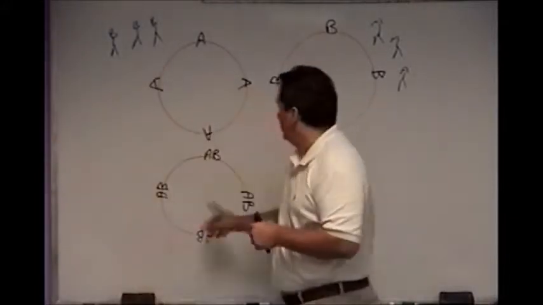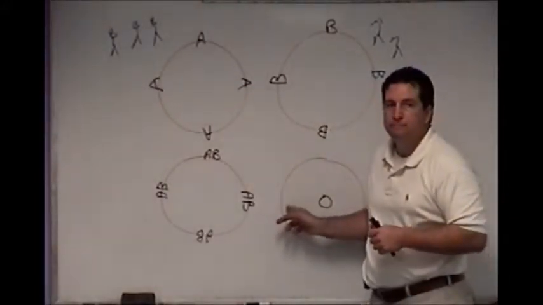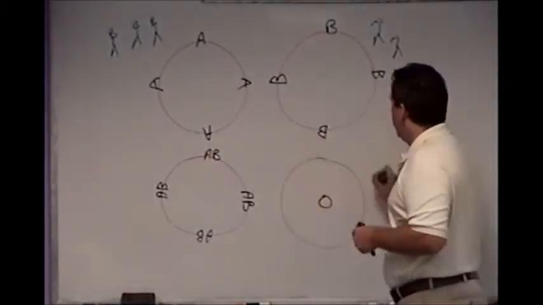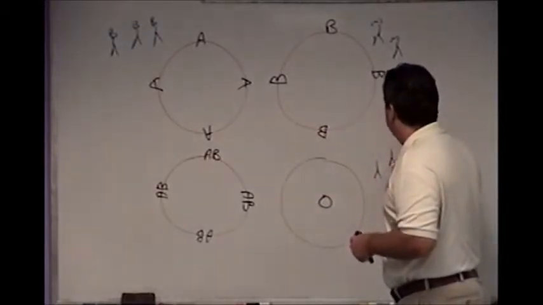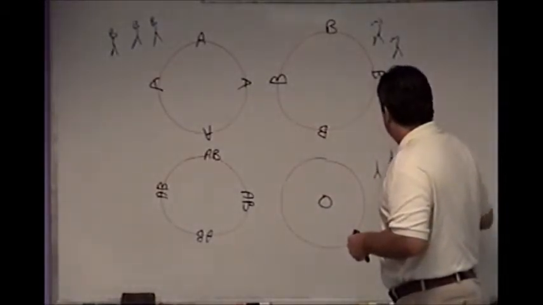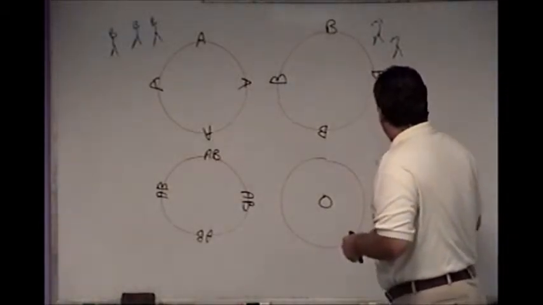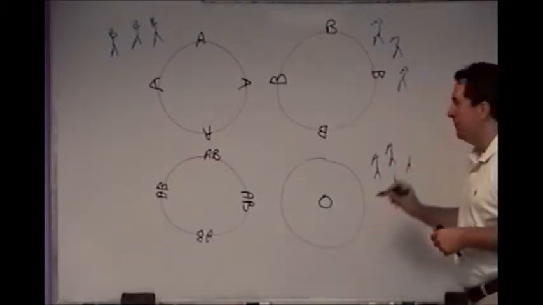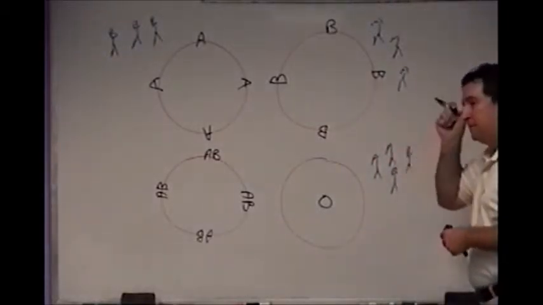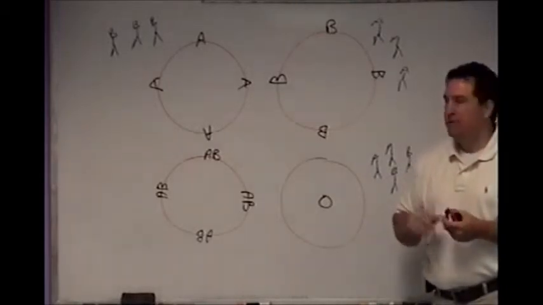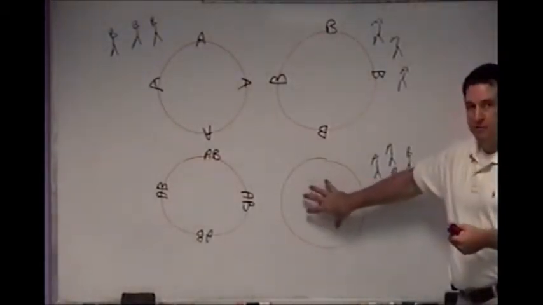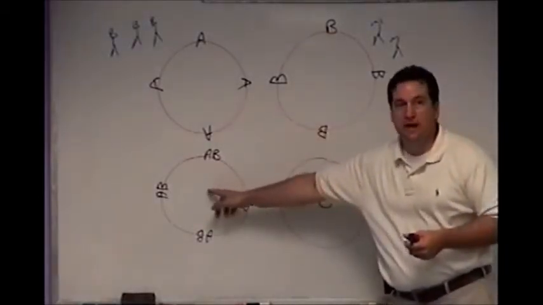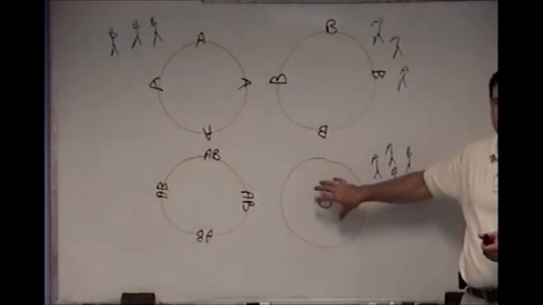Now, we come to type O. His body is automatically going to make antibodies against what he doesn't have. What doesn't he have? Well, he doesn't have A's. And he doesn't have B's. So even though this red blood cell can go into this guy, and he can go into this guy, and he can go into this guy, and he can go into himself, which makes him the universal donor.